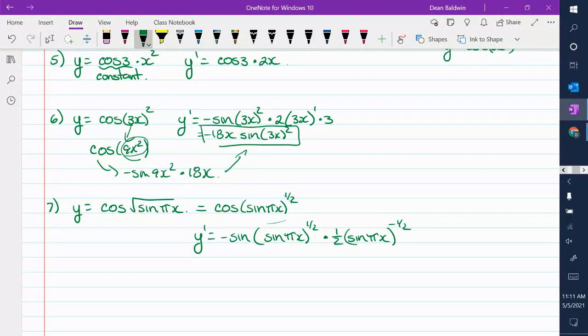What's the derivative of sine? Cosine. So now everything's gone except for the pi x. What's the derivative of pi x? Pi.